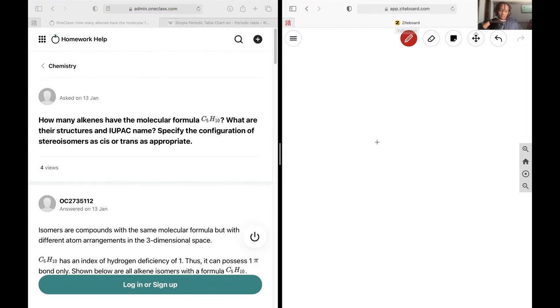How many alkenes have the molecular formula C5H10? What are their structures and IUPAC names? Specify the configuration of stereoisomers as cis or trans as appropriate. So let's first draw out the first one and figure out how we can form other alkenes that also have the same molecular formula. And so we have 1, 2, 3, 4, 5.